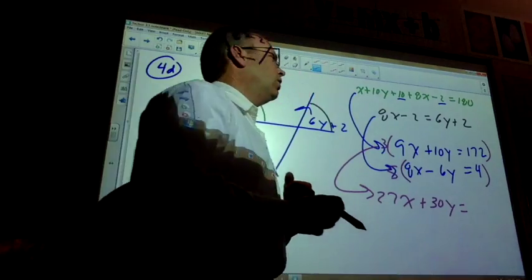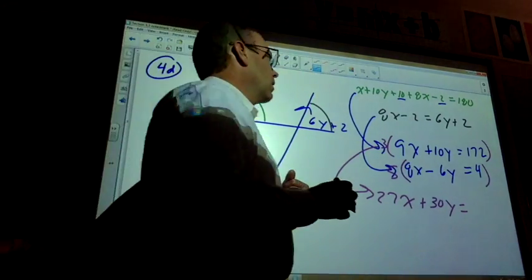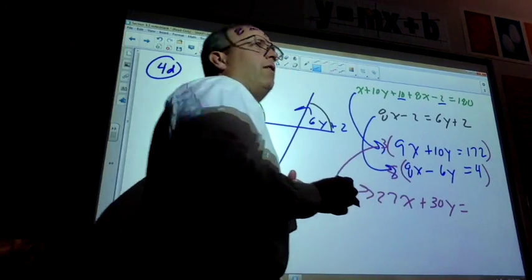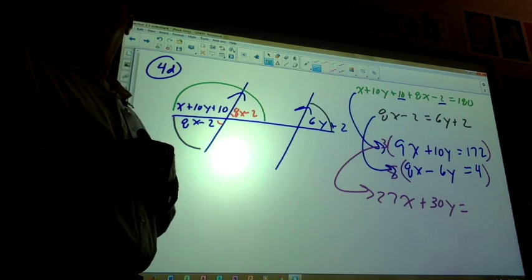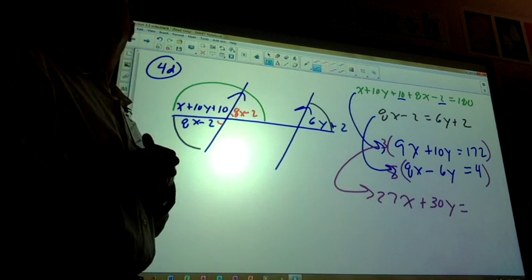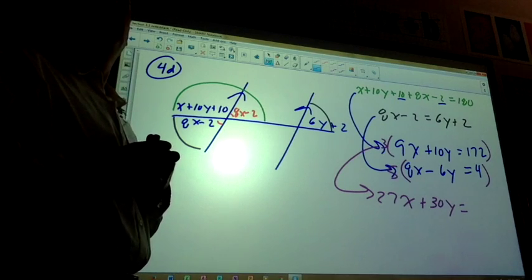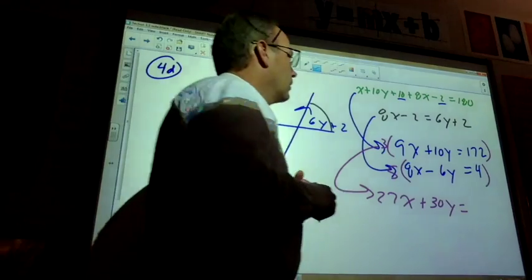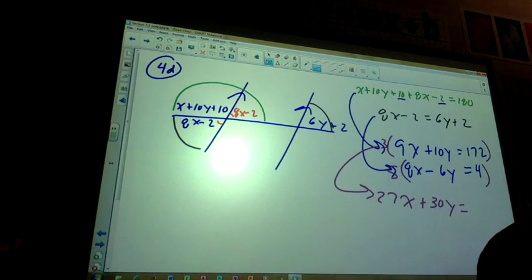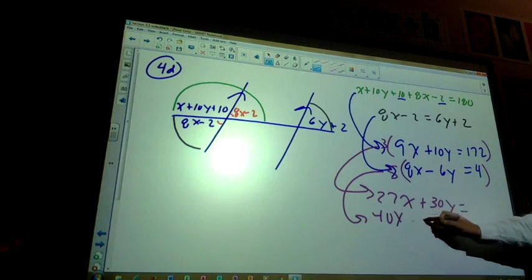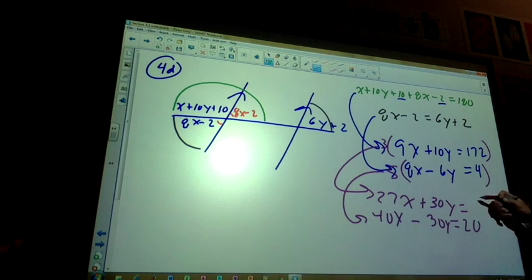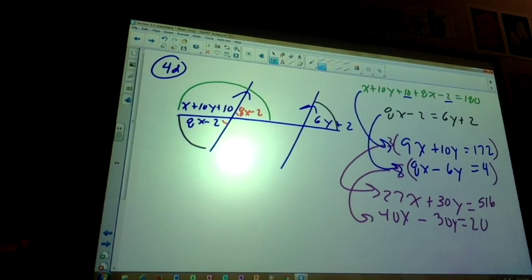And what's 172 times 3? Oh, I don't know. That's why I said if you have a calculator. How much? 452. Do we have somebody with a calculator that's actually doing this? Or are you just yelling out arbitrary values? It's 5? No, it's 5. No, wait, what am I doing? How much? Hold on. I'll do the other one down here real quick. That's 40x minus 30y equals 20. How much is it? It's 516. So 3 times 172 is 516.